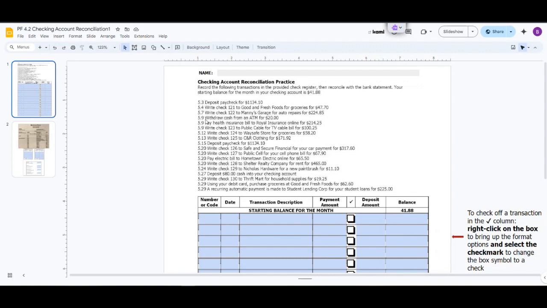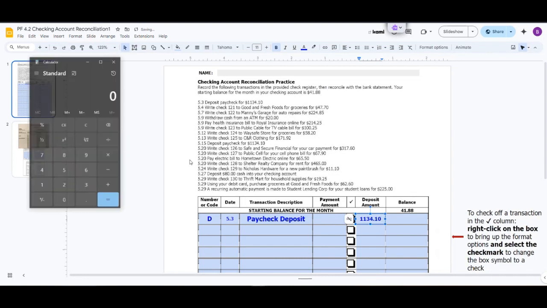So the first transaction is on the 3rd. We have a paycheck deposit for $1134.10. We don't have a check number, so for a code, I'm just going to put D for deposit on the 3rd. Paycheck deposit, no payment, it's the deposit amount for $1134.10. And so if I have 4188 plus the deposit of $1134.10, that puts me at $1175.98.